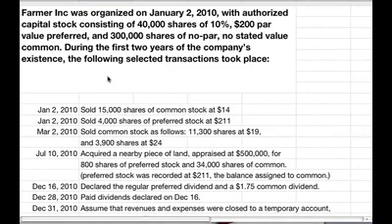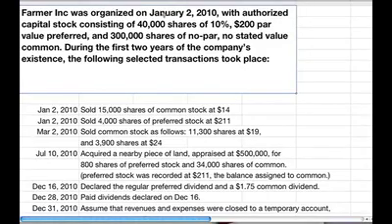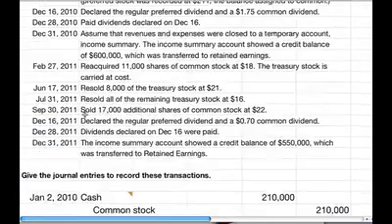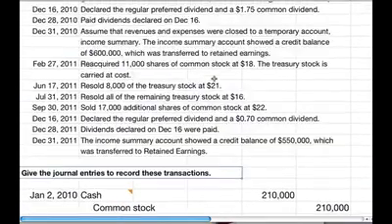Okay, in this example problem, we are going over some stockholder equity transactions. So the problem is, Farmer Inc. was organized on January 2nd, 2010 with authorized capital stock consisting of 40,000 shares of 10% $200 par value preferred stock, 300,000 shares of no par, no stated value common stock. During the first 2 years of the company's existence, the following selected transactions took place. Now, I won't read all these, I'll just go down one by one. And what we're going to do is give the journal entries to record the transactions.